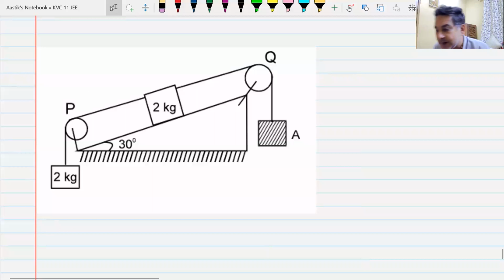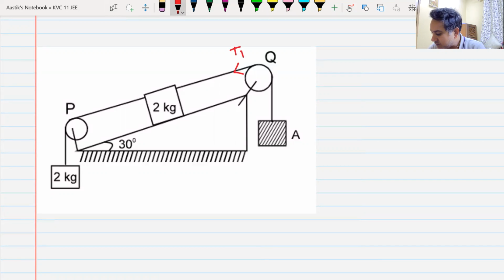Okay, let me help you with this. We have drawn the free body diagram of the pulley Q. This one is T1 and this one is T1. Yes or no? This was the free body diagram. Now, we have also calculated that this T1 was equal to M into G, yes or no? And we have now calculated the value of M as 3 kg. So this T1 becomes 30 newtons, yes or no?